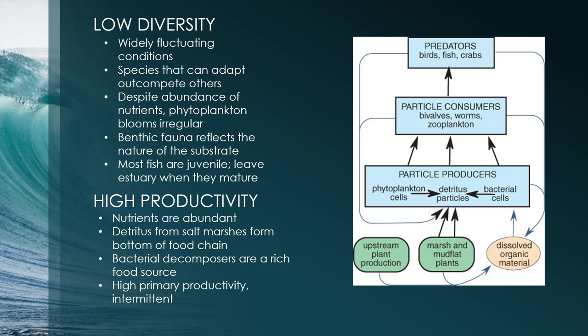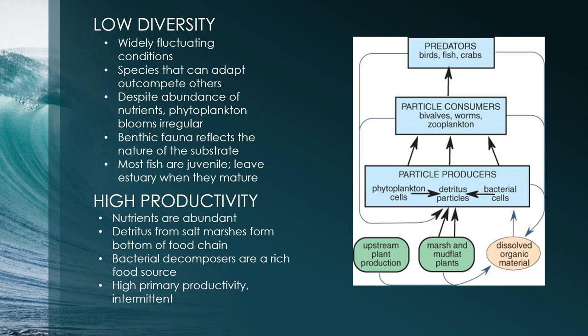Let's talk more about high productivity. So we have very high productivity in estuaries because nutrients are abundant. One of the keys to salt marshes is that when plants die, we don't have decomposers that break them down particularly well. So we have a lot of what we call detritus, and that's just dead plant stuff. That tends to form the bottom of a very rich food chain in salt marshes. The bacterial decomposers in these salt marshes actually are a very rich food source.